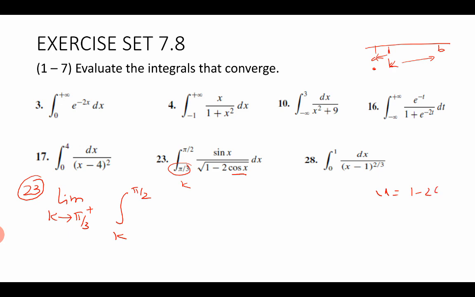And let's start problem number 23. I will solve one of these two problems, 23 and 28, and we can practice similar problems with test 2. That will be the end of this chapter. Let me go ahead with the 23.